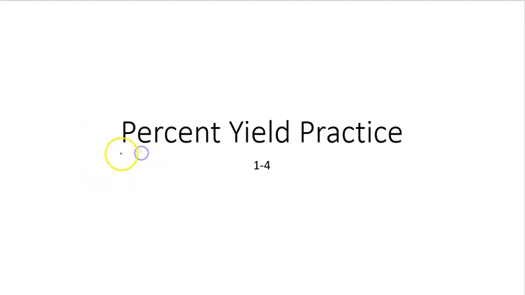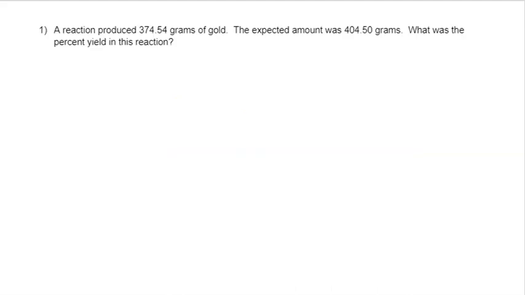This is the run-through percent yield practice. This will be the final practice assignment for Unit 6. In this case, we're just tacking on this little idea of percent yield to our stoichiometry calculations that we've been doing. Really, it's the easiest step. It just needs to be done at the end. All right, so let's jump in.